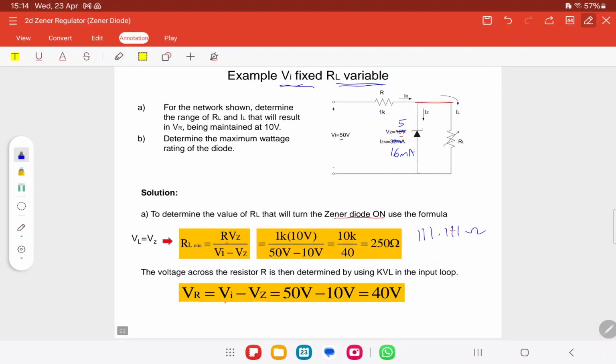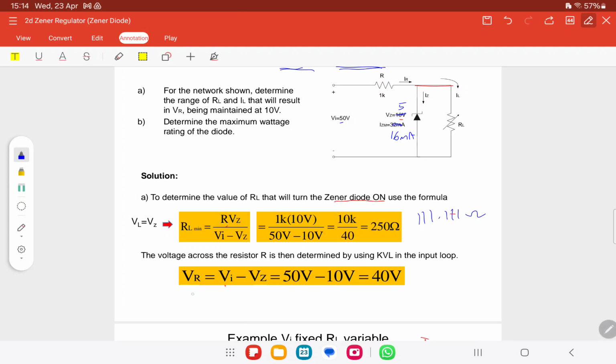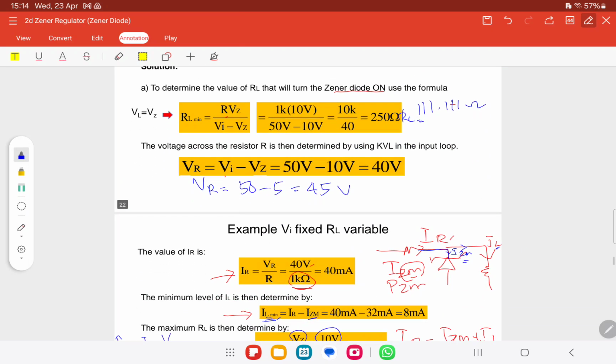VR is 50 minus 5, that's 45. 50 minus 5 equals 45. Okay, 45 volt. This is RL. So we don't know whether it is min or max. Sometimes it's fine, you don't write it first, but once you get the other value, then you add the min or max.